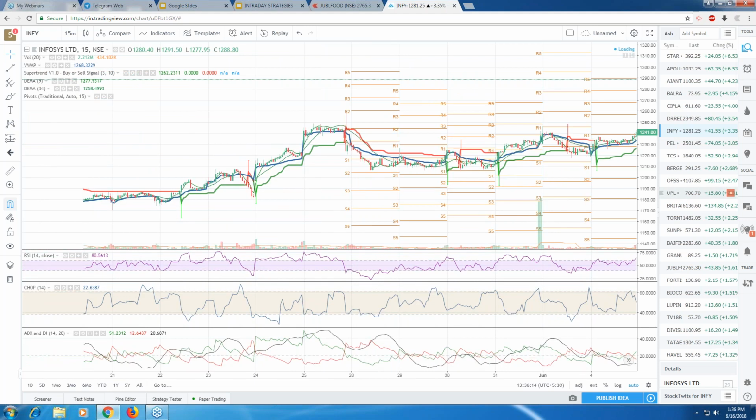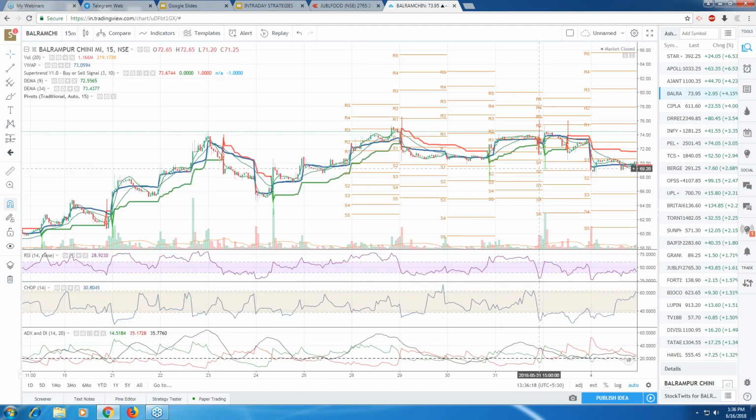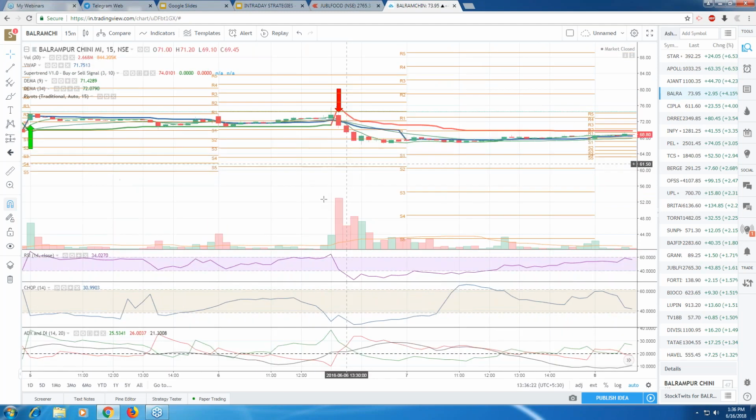Now let's look into Balrampur Chini. What's happening here? So see here, RSI has gone down, choppiness is already below, and this is becoming strong. Sell after the second candle once it comes below.